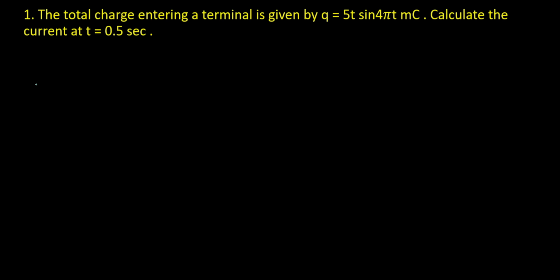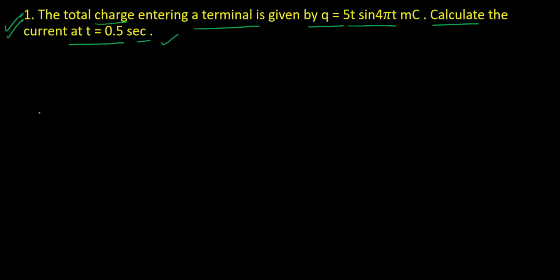In this lecture, we are going to solve some problems based on the concept that we studied previously. The first question we have over here is: the total charge entering a terminal is given by Q = 5t sin 4πt millicoulombs. Calculate the current at t = 0.5 seconds.